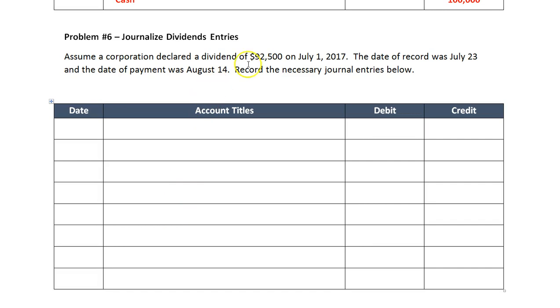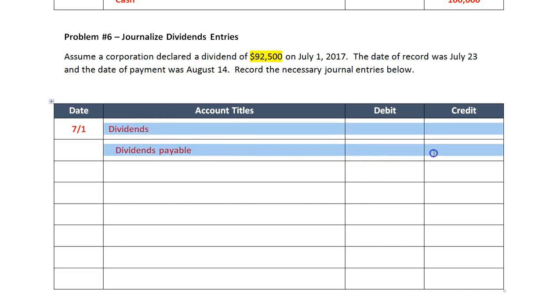Alright, journal entries for dividends. This comes from Chapter 11. Assume a corporation declared a dividend of $92,500 on July 1st. The date of record was July 23rd, and the date of payment was August 14th. So you just need to know what these three dates are for dividends. The first day is the date of declaration, and here's the journal entry for it. The date of declaration is when the board gets together and decides to have a dividend. So we're going to debit dividends. But they don't pay it on that date, so it goes into a dividends payable account. And they're giving us the amount of $92,500, so that's just the first entry.